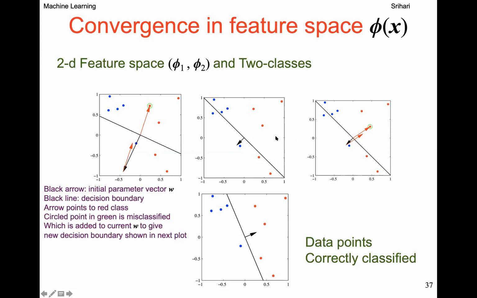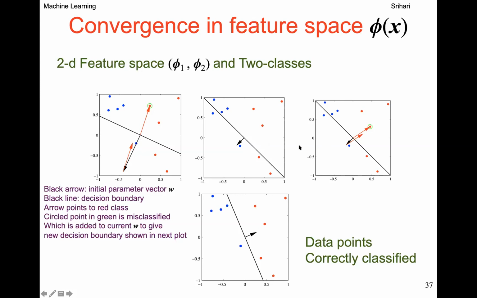And then you are looking at a red sample, I suppose. You're moving it, so you're kind of going back and forth. The black arrow is the initial parameter vector W. The black line is the decision boundary. The arrow points to the red class. The circled green point is misclassified. This misclassified point is added to the current W. Okay, so it was not this point, it was this one. It is added to W, and that is what moves it in that direction. This is the one that went wrong, so we move it towards that direction.